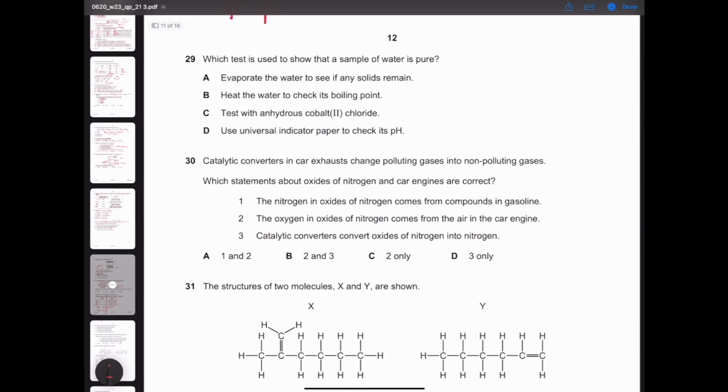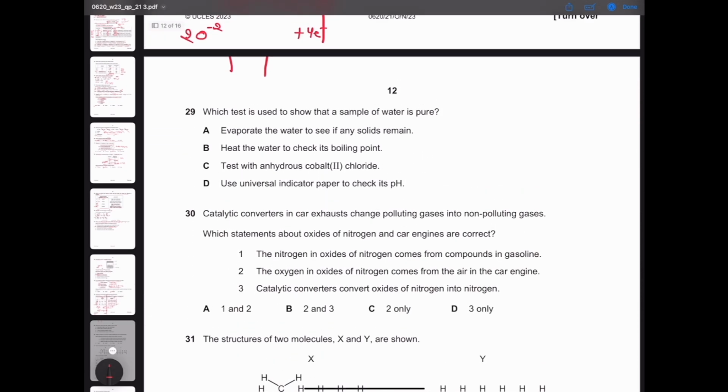Now, which test is used to show that a sample of water is pure? Evaporate the water to see if any solids remain? No. Heat the water to check its boiling point. This is correct. The boiling point of a sample varies if it is impure. All right, so B should be the answer.